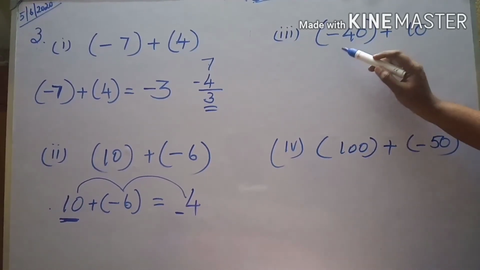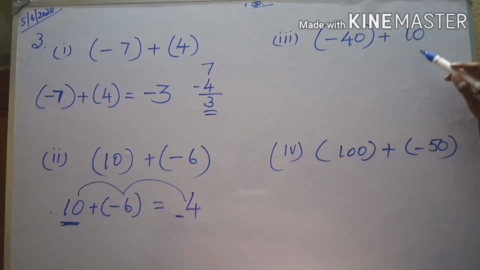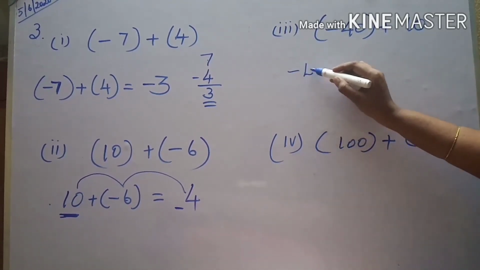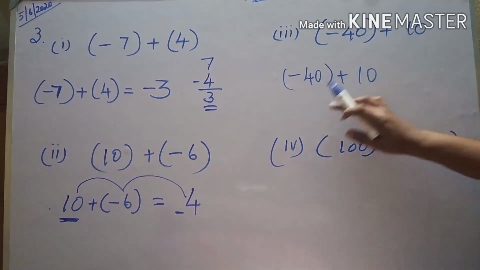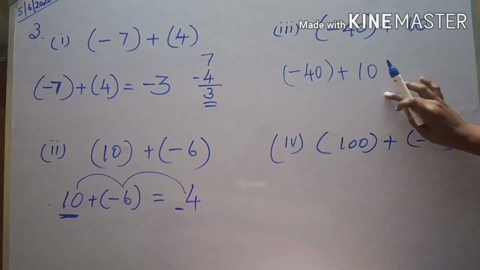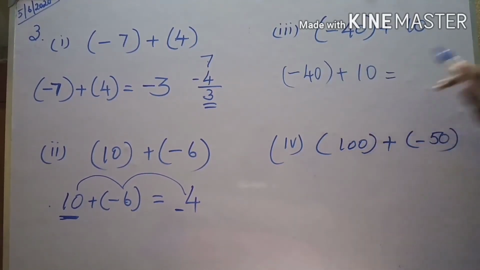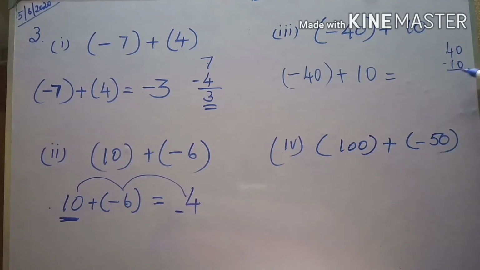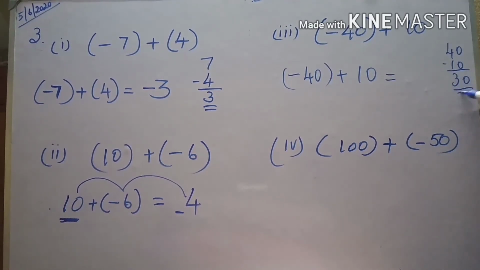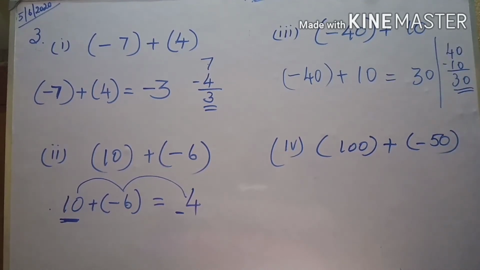Let us add minus 40 plus 10. Minus 40 plus 10. 40 is a negative number, 10 is a positive number. This is equal to, first subtract the numbers. 40 minus 10 is 30. Take and write this answer over here. 30. Right.